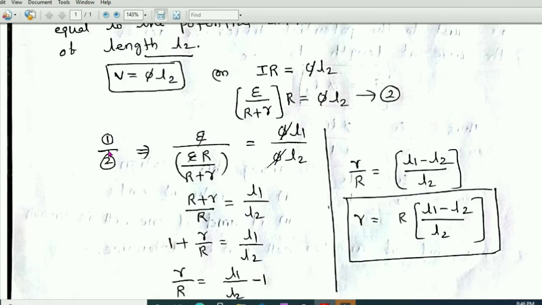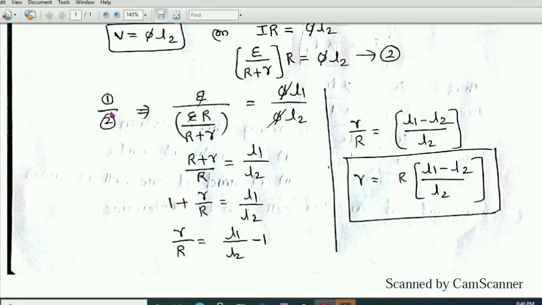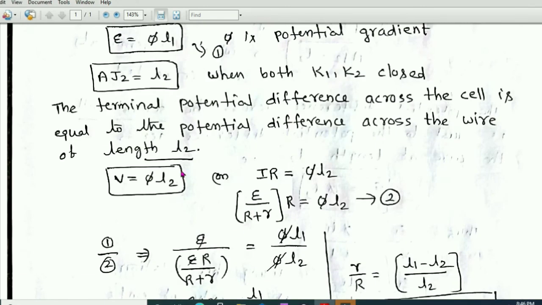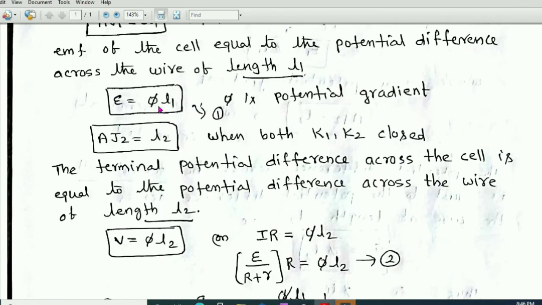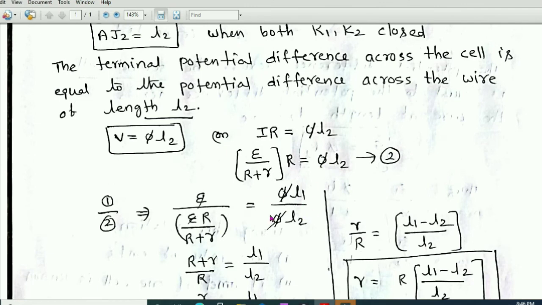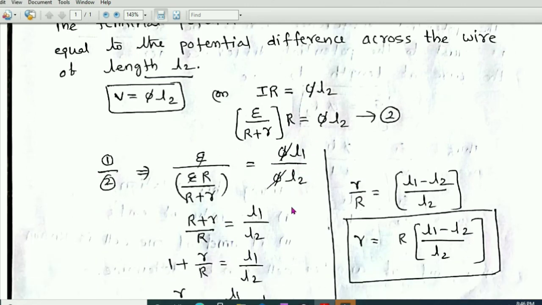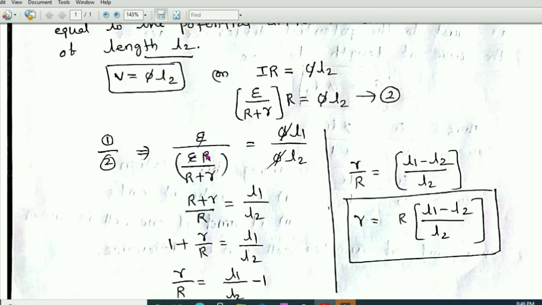Now we are dividing the two equations, equation number 1 by equation number 2. On the left hand side, equation number 1 is E, and equation number 2 is E R by R plus r, equal to the right hand side, pi L1 by pi L2. Here pi gets cancelled and the EMF E also gets cancelled. After the cancellations, R plus r goes to the numerator, that is, R plus r by R is equal to, after pi cancellation, L1 by L2.